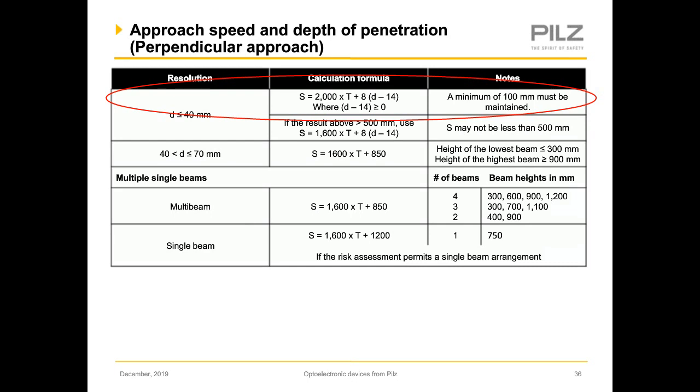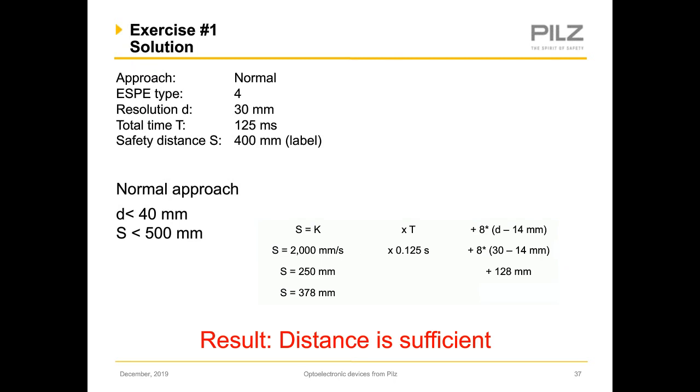So we fill in the blanks here. So we have S equals K times T plus C. So S is the 2000 millimeter per second times the total time. And here comes our resolution into play in the factor C. So we have a total result of 378 millimeters. And the label says it's 400. So in our example, the distance is sufficient.